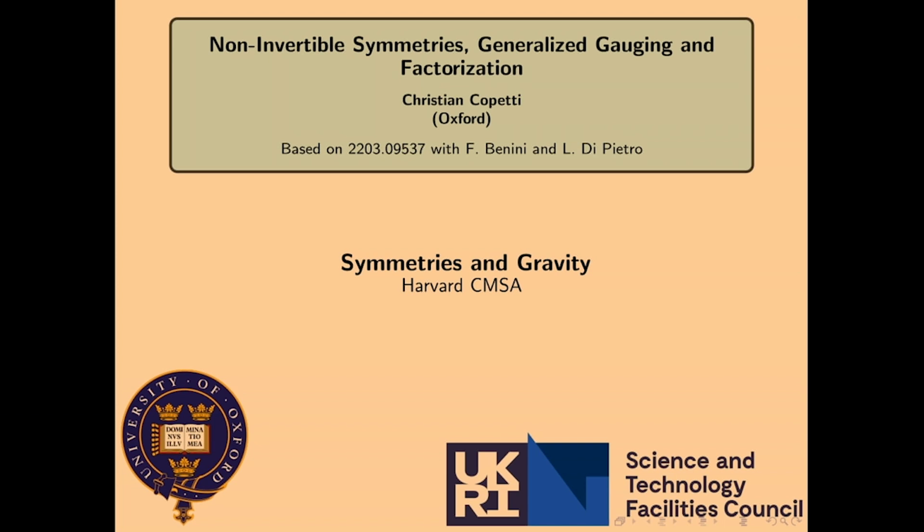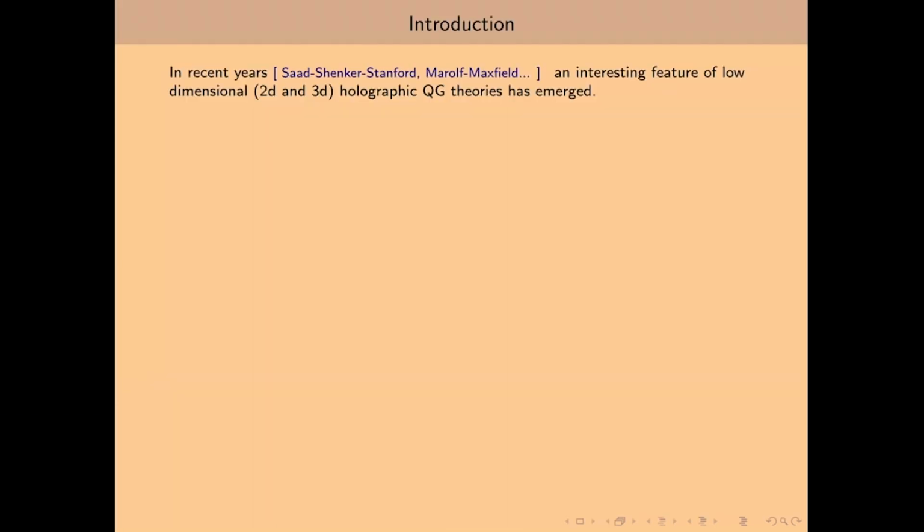So this talk is about a toy model that we studied a couple of years ago in the context of the factorization problem in low-dimensional gravity. You will see how it connects with symmetries and lack of symmetries in gravity.